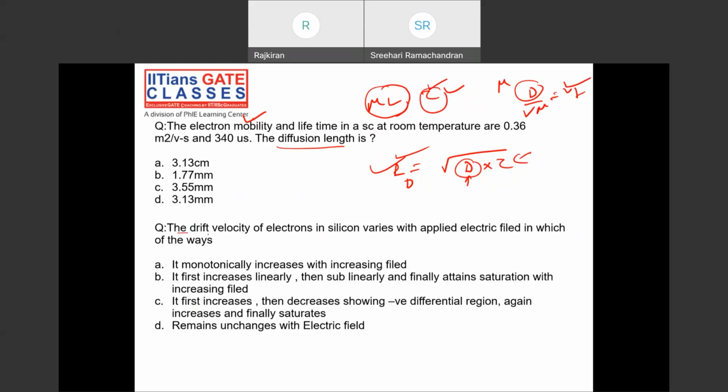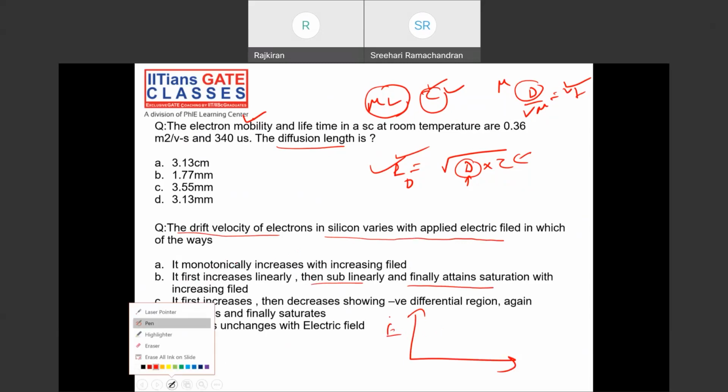The drift velocity of electron in silicon varies with the applied electric field in which manner? I told you that the drift velocity first increases linearly, then sublinearly, and finally it attains saturation. I explained, net flux is nothing but net velocity. So with electric field, are you getting what I'm telling?